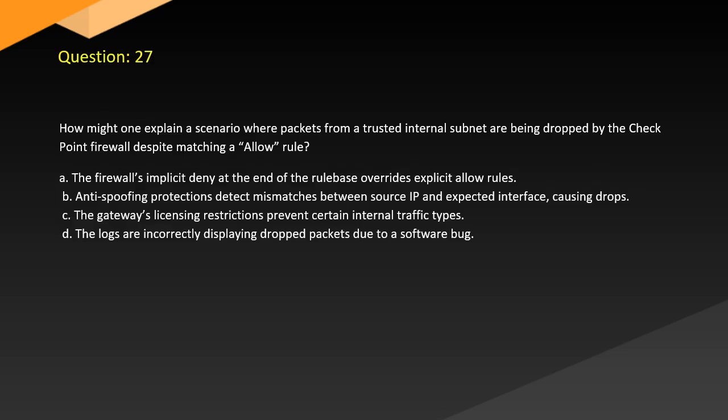Question 27. How might one explain a scenario where packets from a trusted internal subnet are being dropped by the Check Point firewall despite matching an allow rule? A. The firewall's implicit deny at the end of the rule base overrides explicit allow rules. B. Anti-spoofing protections detect mismatches between source IP and expected interface, causing drops. C. The gateway's licensing restrictions prevent certain internal traffic types. D. The logs are incorrectly displaying dropped packets due to a software bug.